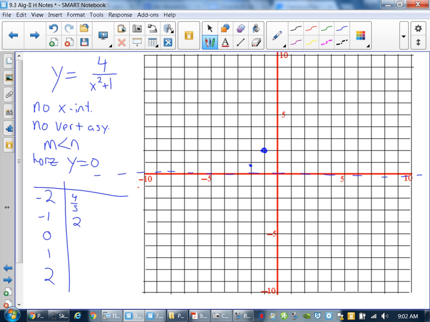What's it going to be at 0? 4. Very good. And notice it comes back down. And what is it going to approach as it tails? It's going to continually get closer and closer to what? 0, because it's going to approach its asymptote. So it's going to do this.